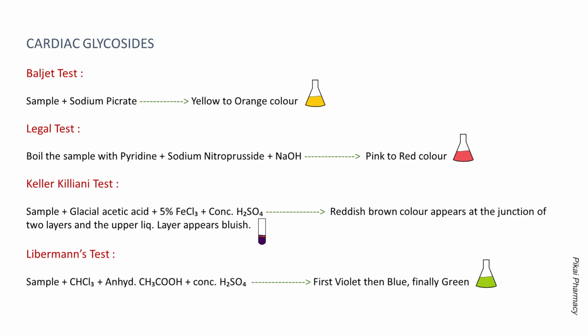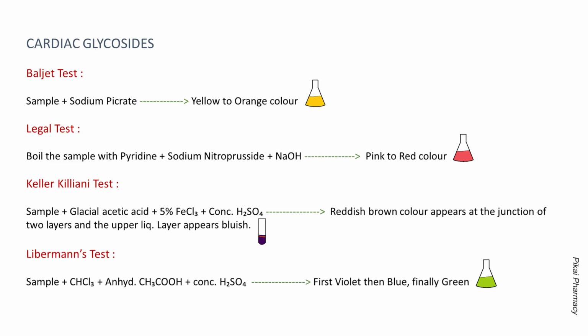Then comes the Keller-Kiliani test. Now in this test, glacial acetic acid, ferric chloride and concentrated sulfuric acid is added to the sample. Now if there is presence of cardiac glycoside, then it shows reddish brown color at the junction of two layers, where the upper liquid layer appears bluish in color.